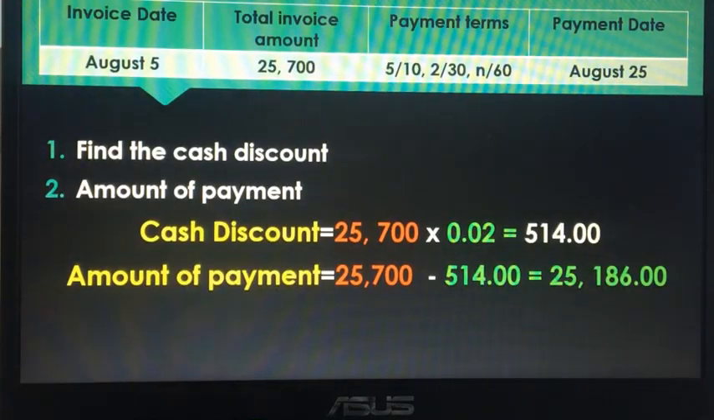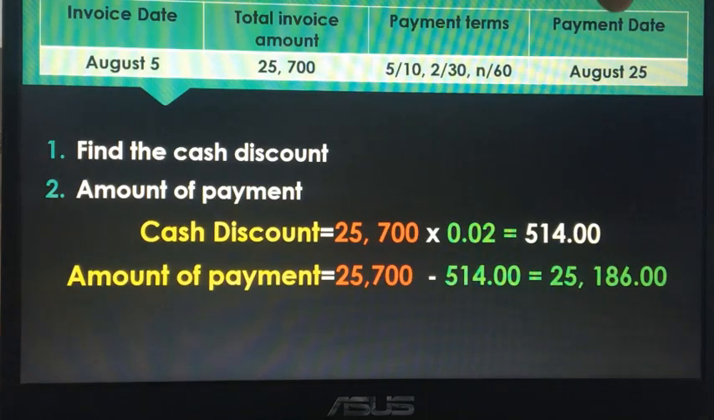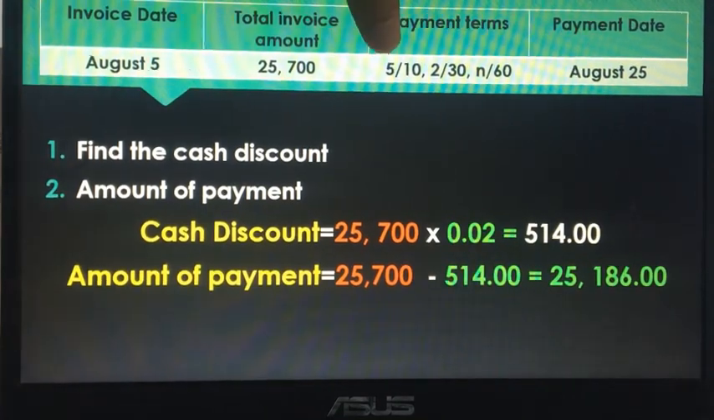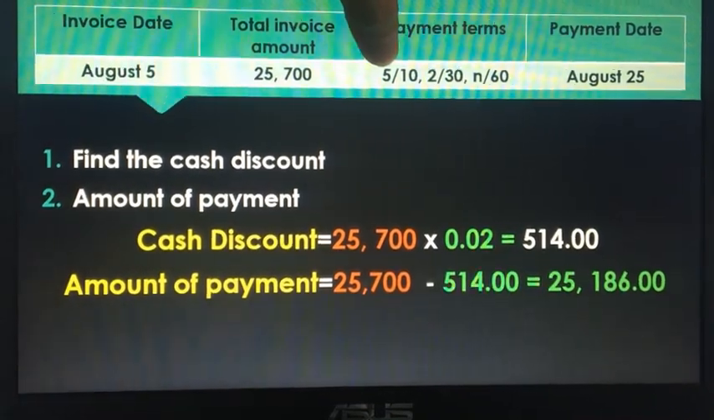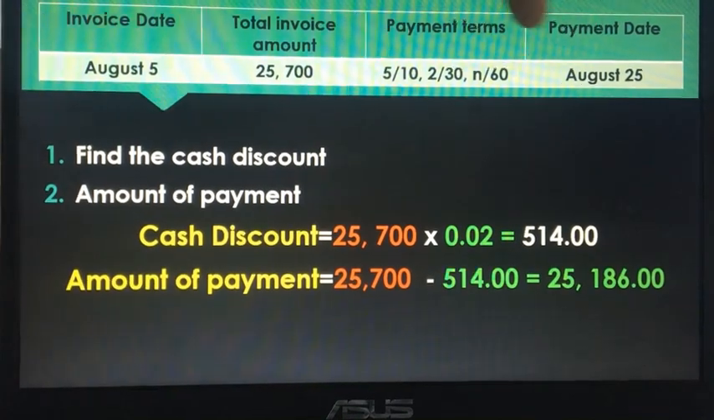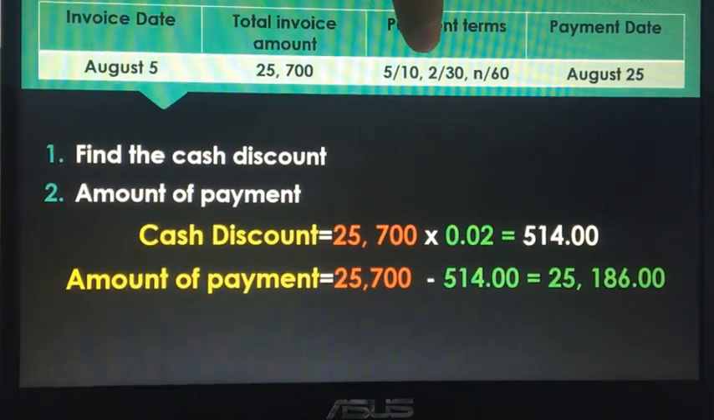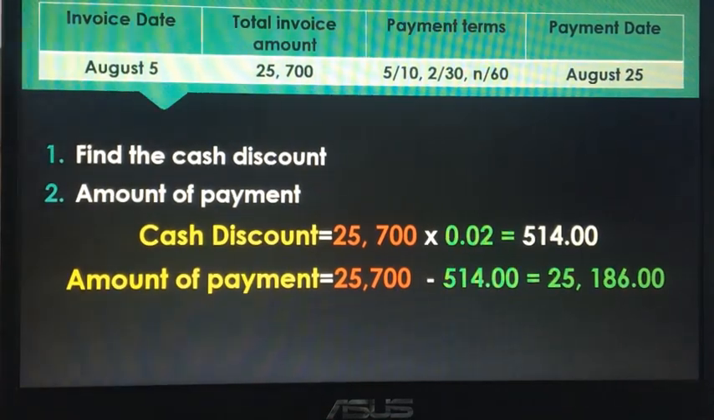What is the first 10 days after August 5? That is August 15. The payment is done August 25, meaning the buyer is not granted the 5% because that is no longer the first 10 days. Let's proceed here. 2/30. What is 2/30? That is the 11th to the 30th day, meaning the first 30 days.